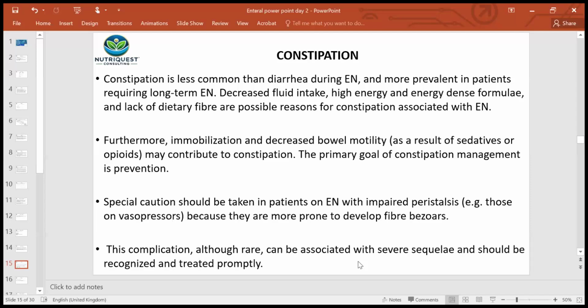Which is this drug now? Morphine. Thank you. Yeah, so morphine is well known to cause constipation. Especially oral morphine, it is quite common to cause constipation.